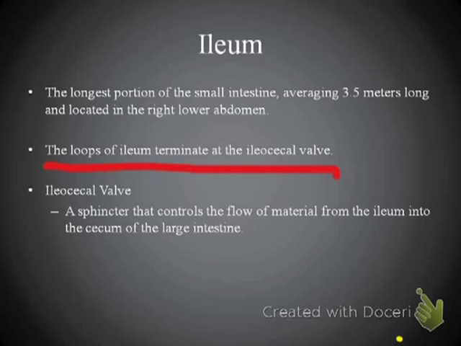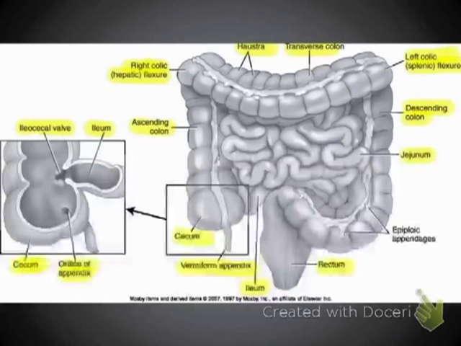The ileocecal valve is a sphincter that controls the flow of material from the ileum into the cecum of the large intestine. And so the body helps to regulate itself by not allowing food to pass before the maximum amount of nutrients are absorbed. The body is a very efficient power plant that does not allow much waste. Only when there's tons of unnecessary things does the body allow waste to go through.